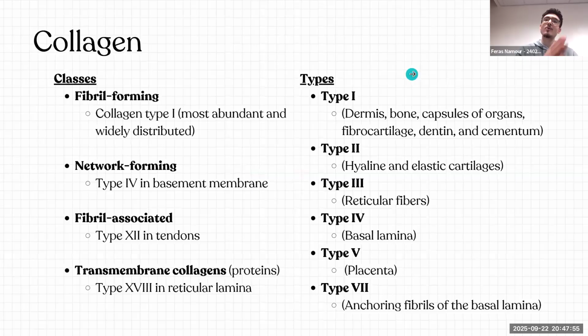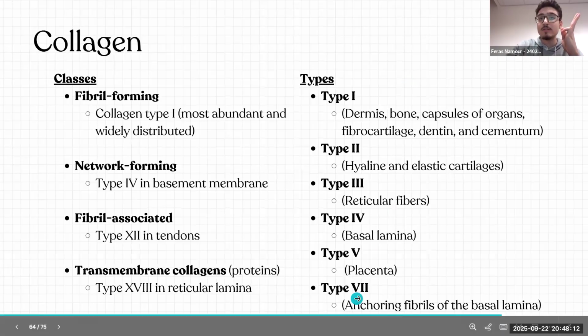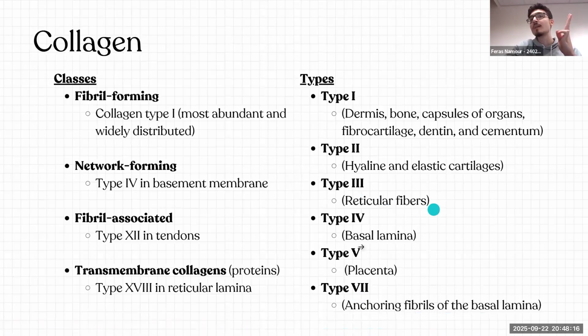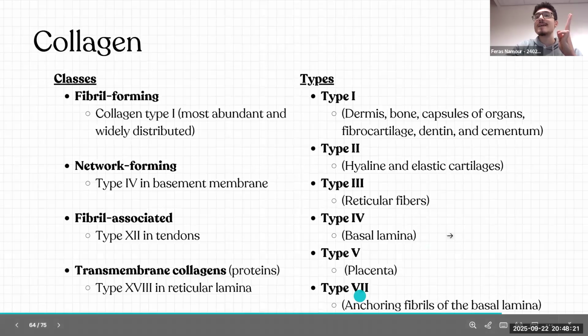All right? When we talk about types, we have type 1, 2, 3, 4, 5, 6, 7. If there's 17, there's a lot. Do you need to know all of them? No, focus on what we mentioned. So we mentioned type 3, type 4, and type 7. Type 3 is reticular, it's part of the reticular lamina. Type 4 is basal, it's part of the basal lamina. Type 7 is anchoring type 3 to type 4.